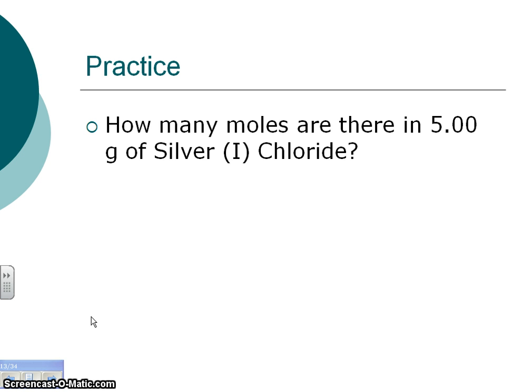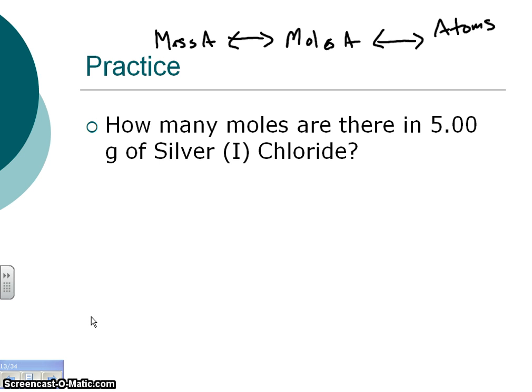So let's do a practice one. For our practice one, I'm going to draw the mole map up here, just an abbreviated version of it. So we have mass A to moles A to atoms/molecules of A. And we know here we're going to need our molar mass, and here we're going to need 6.02 times 10 to the 23rd.